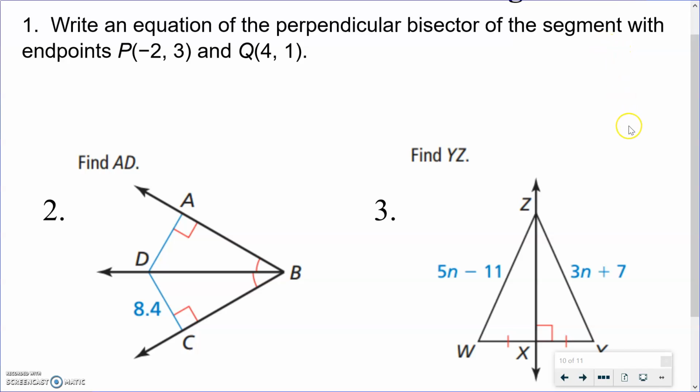So I'm going to have you pause it, and then I will put the work up for this, and you can check your answers. But number 1 is going to be like the one we just did. So first find the midpoint, then find the slope, then find the perpendicular slope, then find the equation for number 1, and then use what we know about angle bisectors and perpendicular bisectors to answer numbers 2 and 3. Okay, so you might want to look back at your notes and then try to answer those.